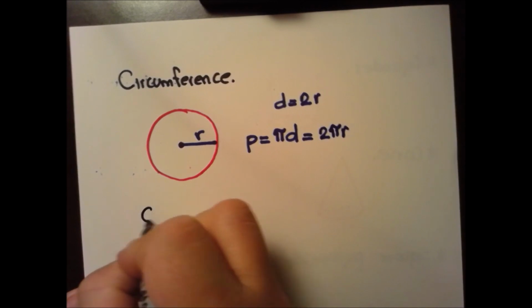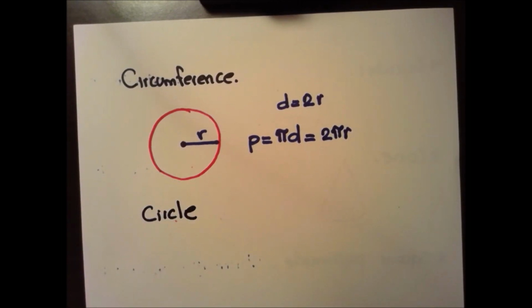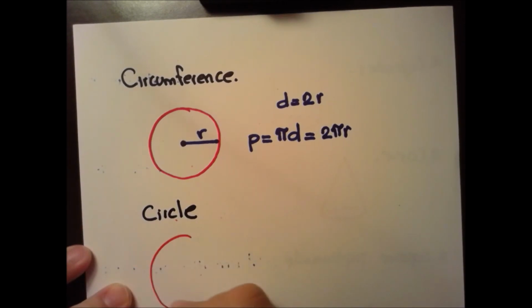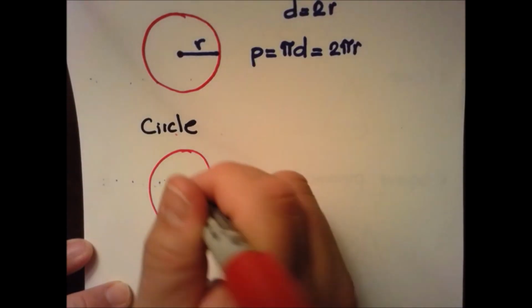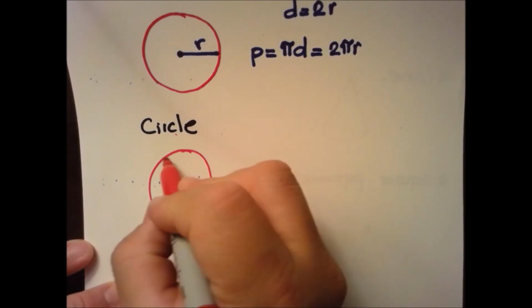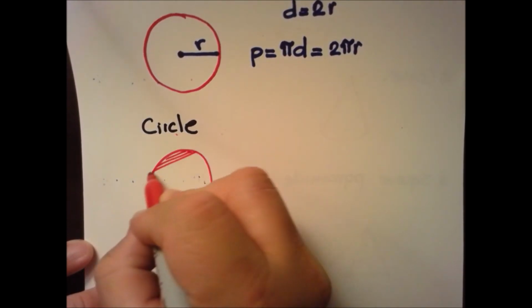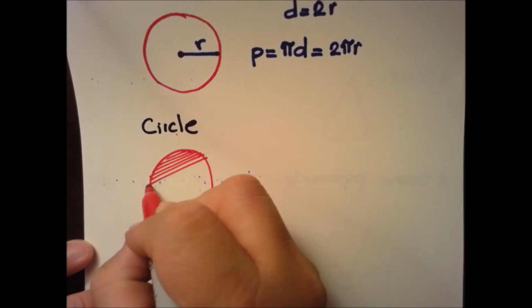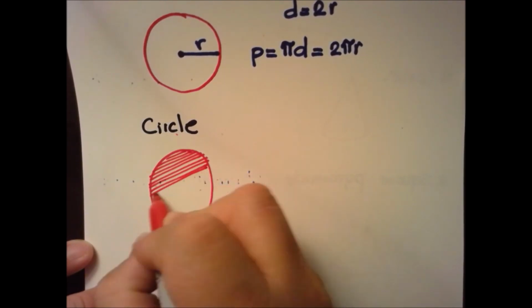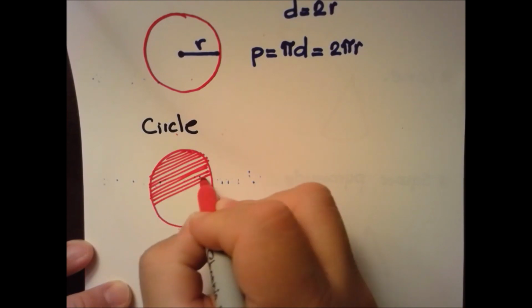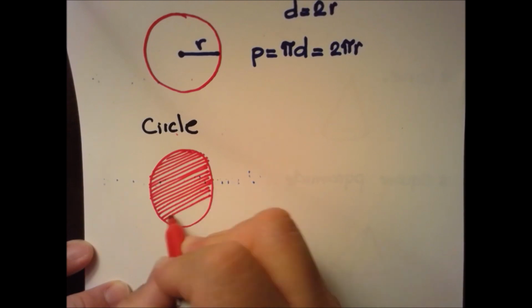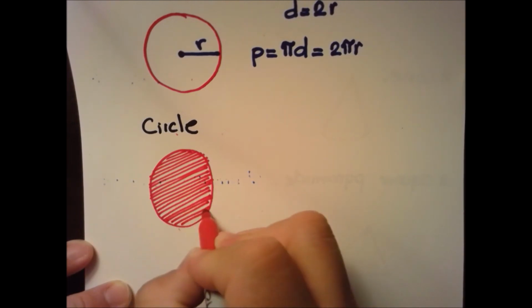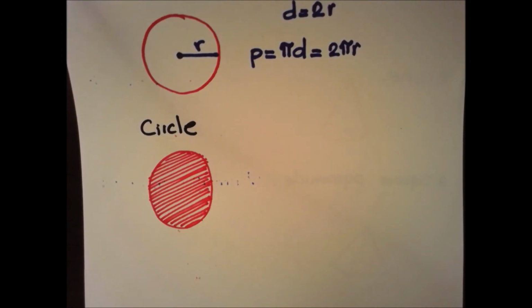Then we're going to talk about the circle. In that case, the circle is not just the outside. Well, let's suppose that this is a circle. It's not only the outside part of the circle, it's all the inside part. What does that mean? It means that we're not going to calculate perimeter. We're going to calculate area. Let me finish drawing it. There we go.